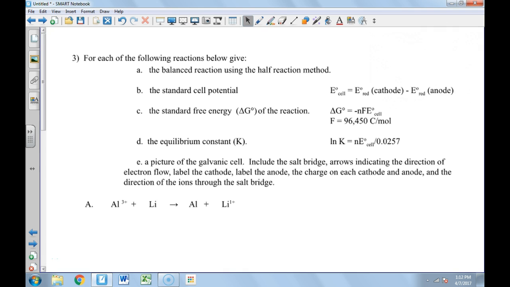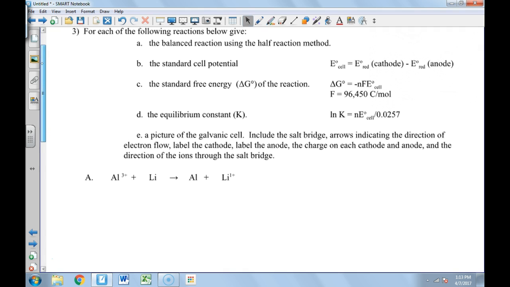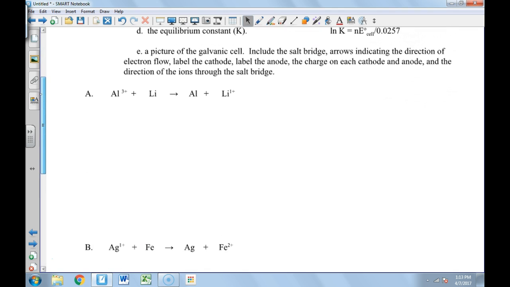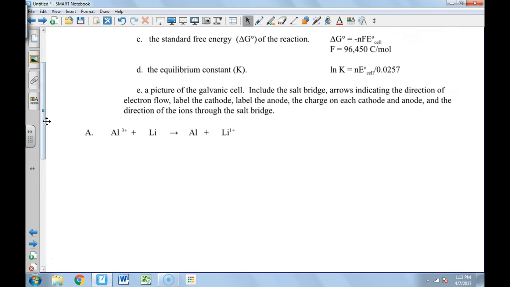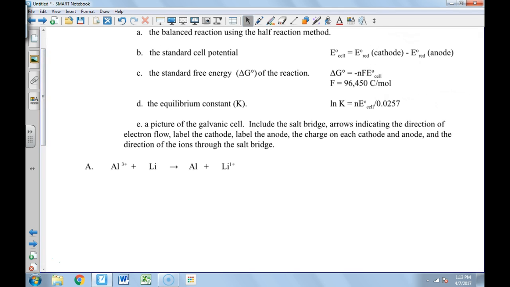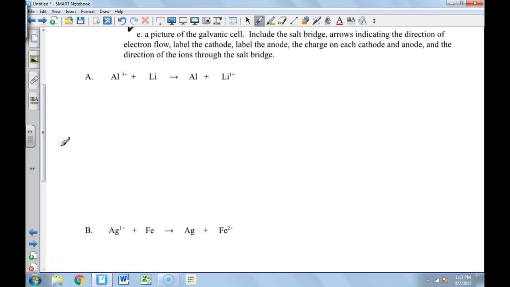This is the last open-ended question in exam 3. This one has to do with redox reactions and voltaic cells. So let's get started. Now this is a question where you have to answer all these parts for both A and B.